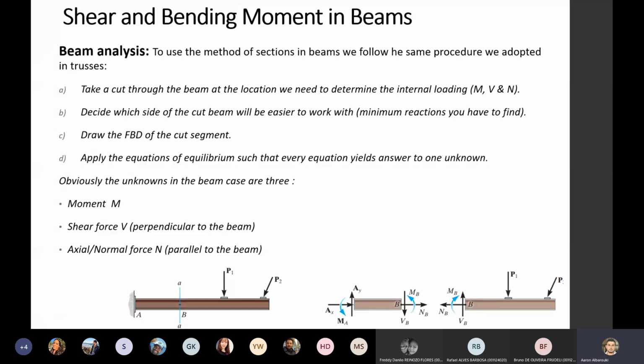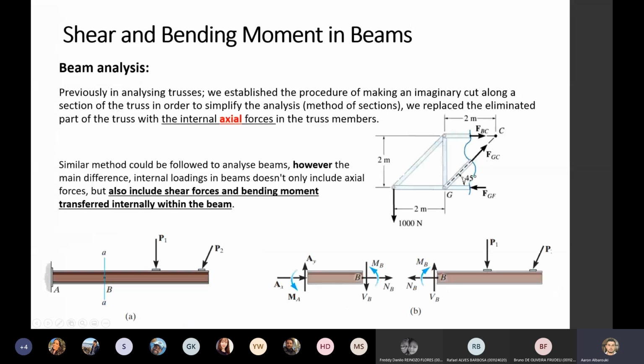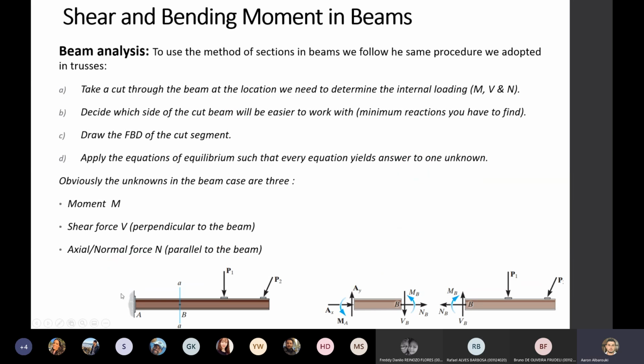Now, if we take a section at that point, if you remember what we learned from trusses too, the first thing before we'll be able to take a section, to be able to work with that section, we can't keep supports. We have to change supports to reaction forces. We have, in other words, to draw the free body diagram.